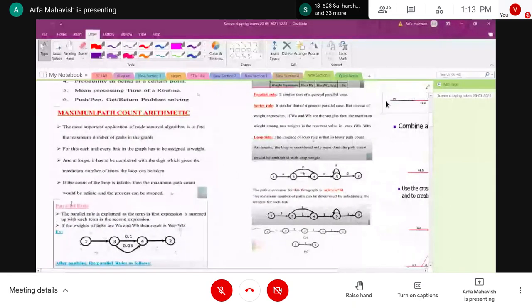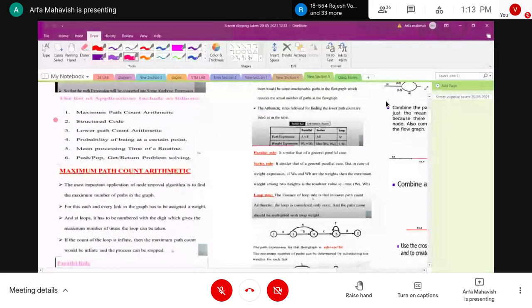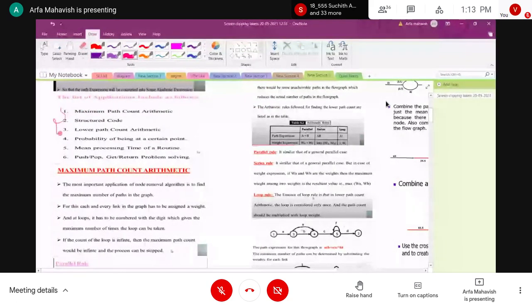This list of applications is: maximum path count arithmetic, structural code, and lower path converter. These three methods we already finished in the previous sections, right? Next are the probability of being at a certain point and the mean processing time of a routine, and the push and pop, get and return problem solution. We will finish these topics in today's class. I will just revise these sections.